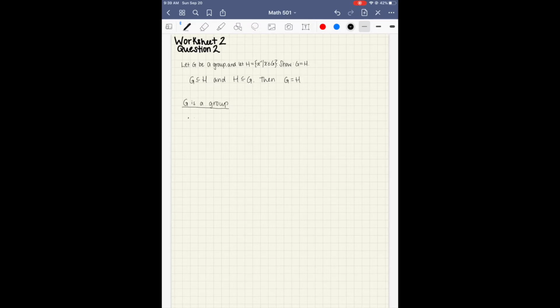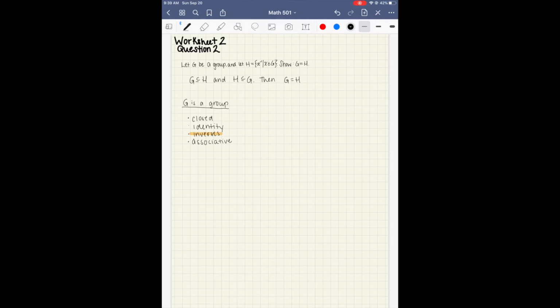And the 4 properties that make G a group are that it's closed, has an identity, has inverses, or an inverse I should say, and is associative. So the most important part for this question is the fact that it has inverses, because of course they say H is the set of inverses.